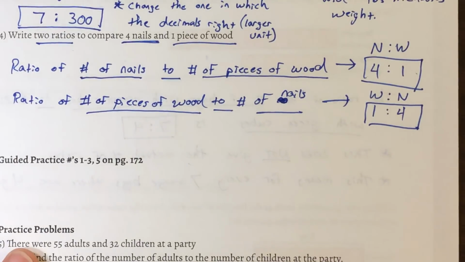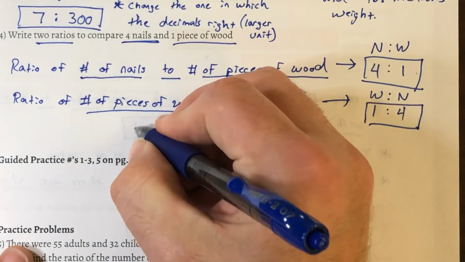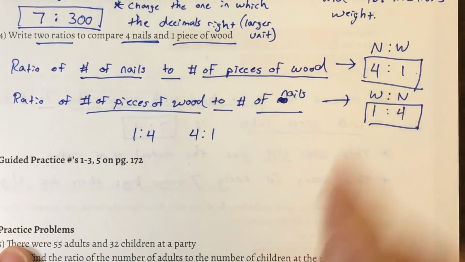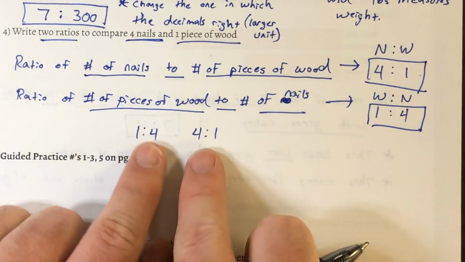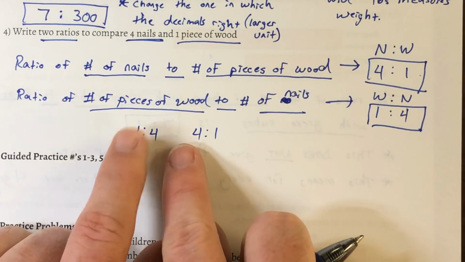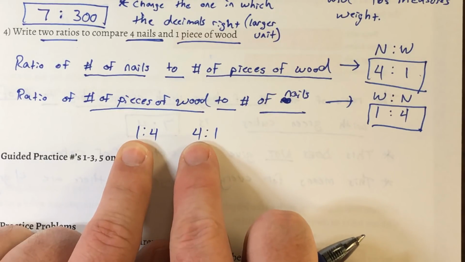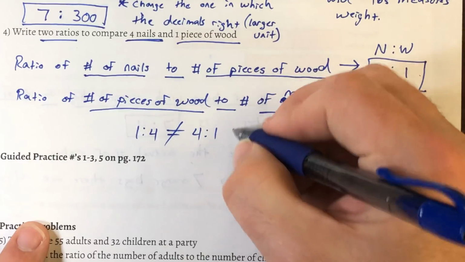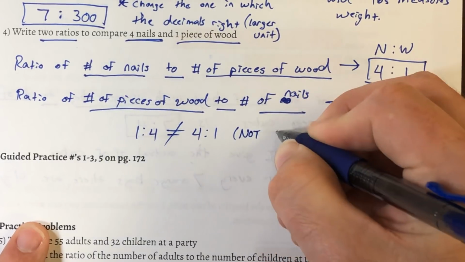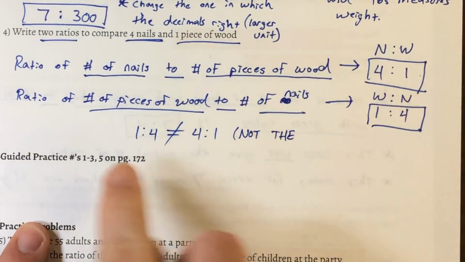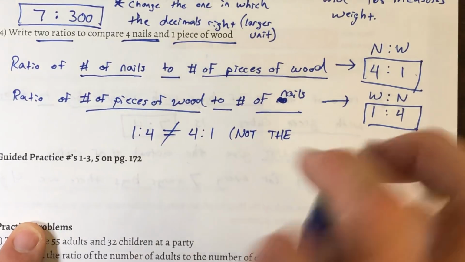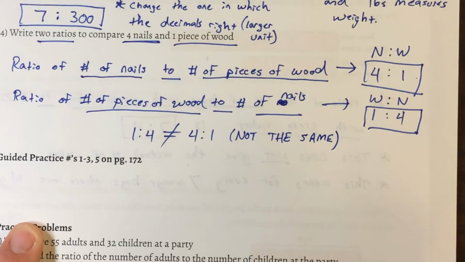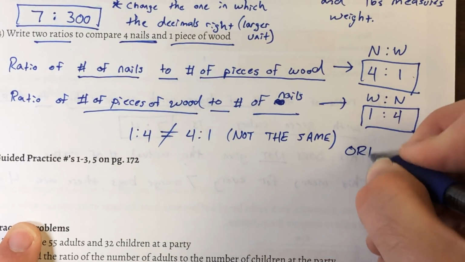Now, one other thing. 1 to 4 and 4 to 1. If I said, are these the same? Well, do they look the same? Absolutely not. 1 is first, 4 is first. Remember, order matters. So these are not equal, not the same. I mean, clearly, they don't even look the same, so they're not the same. So don't forget, order matters.